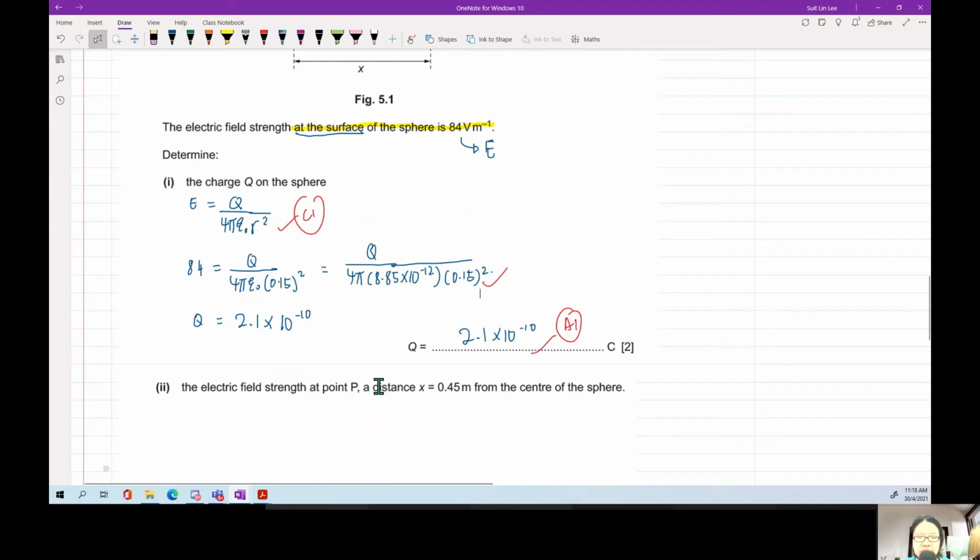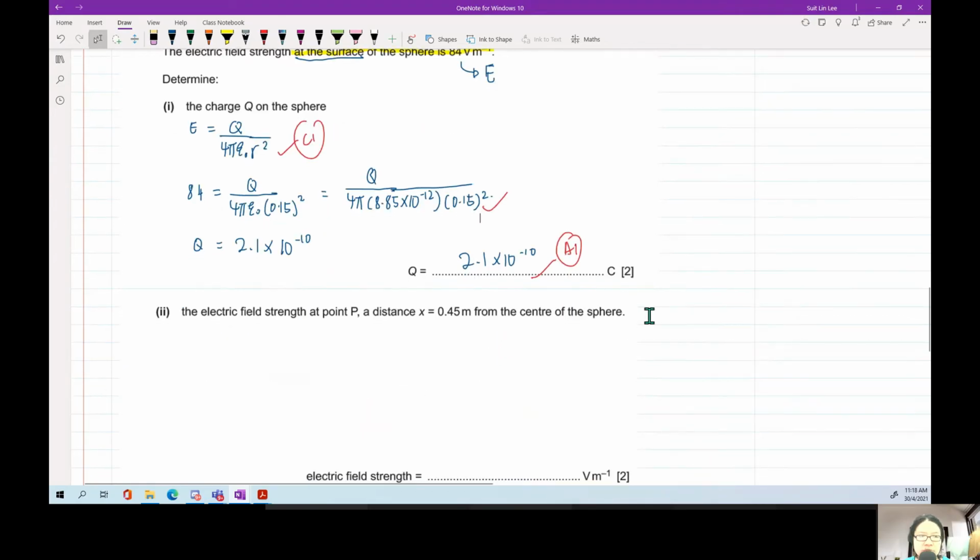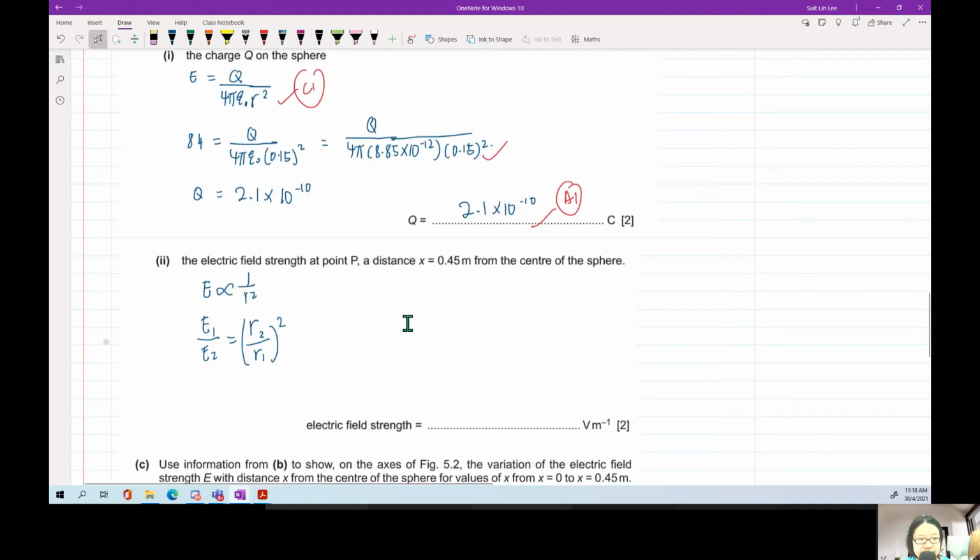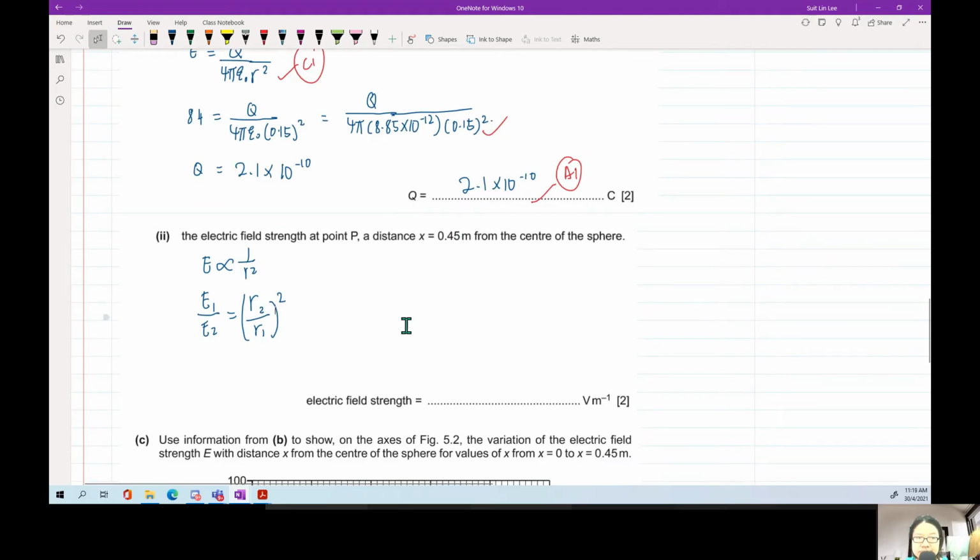All right. Electric field strength at point P, 0.45 meter from the center of the sphere. This one is easy because we know E follows the inverse square relationship. Now, Q is the same. We didn't change the charge on the sphere. We didn't change 4 pi epsilon naught. Didn't change anything. So from here, I can say E1 over E2 is equal to inverse. So we flip R2 over R1 squared. Or write however you want to write the ratio.